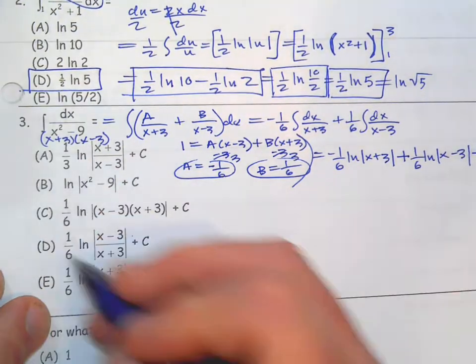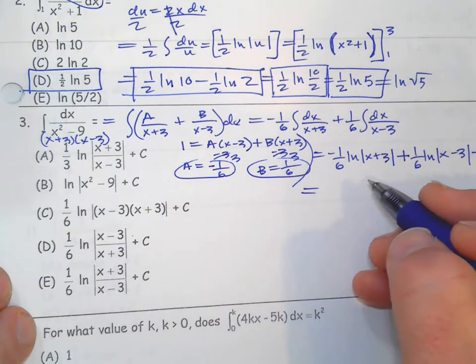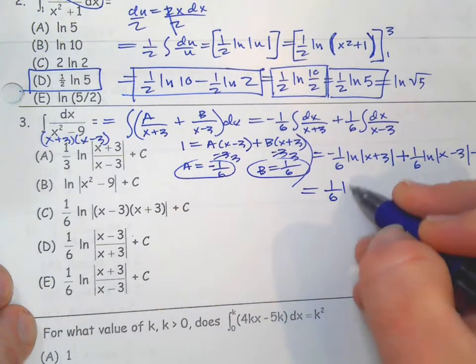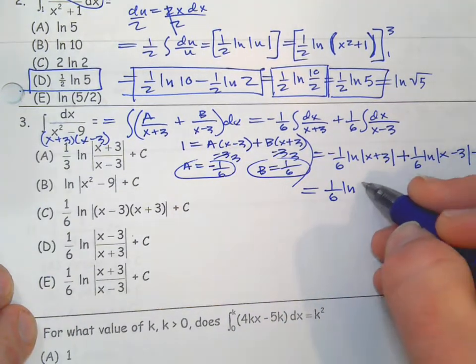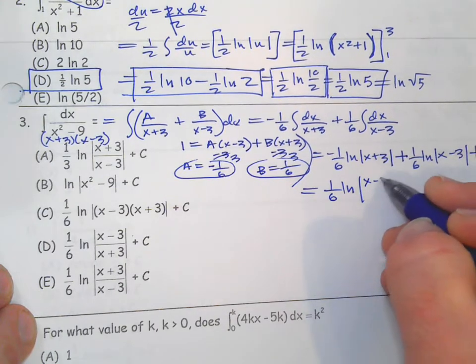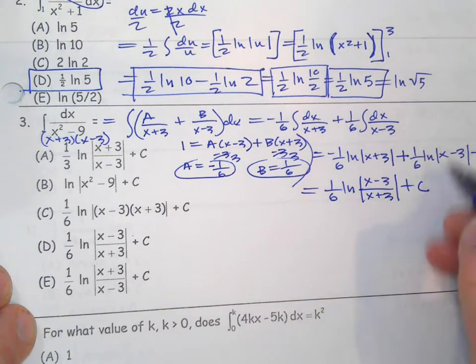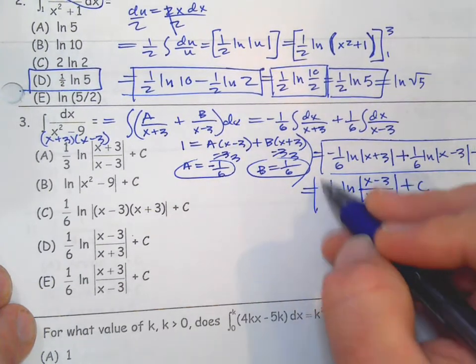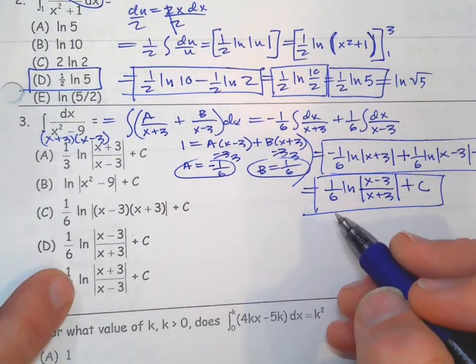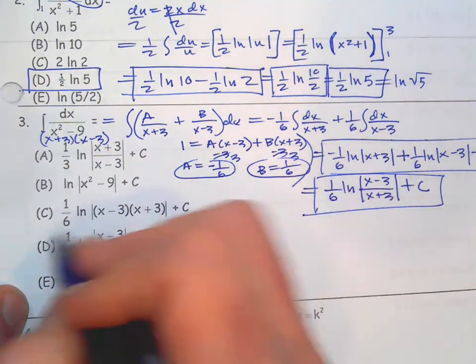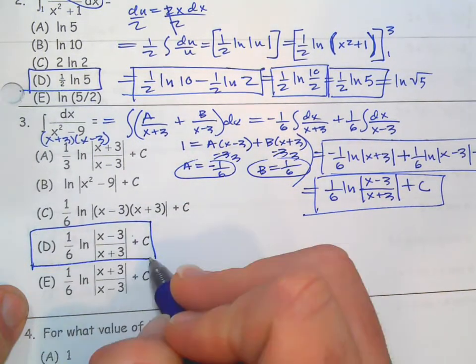I don't see this answer here. We probably have to use some log rules. I'm going to leave the 1/6 out because they both have it. This is going to be x minus 3 on top, x plus 3 on the bottom, plus C. Maybe we have more luck with that answer. Looks like D. So you have to be able to manipulate your answers.